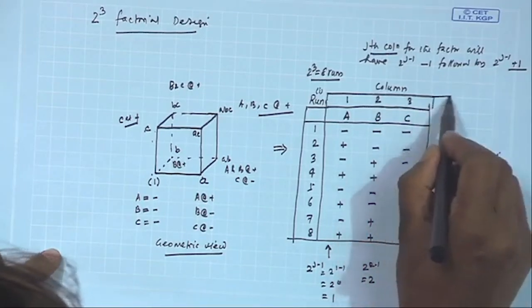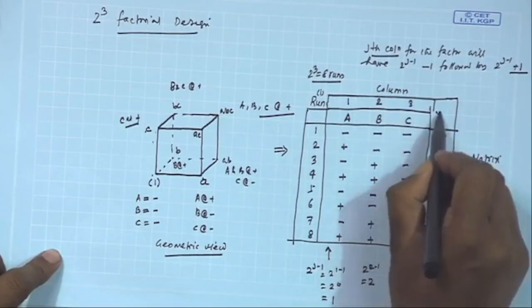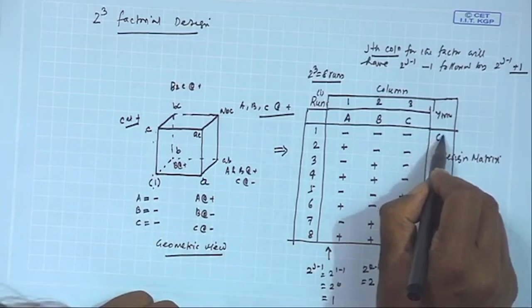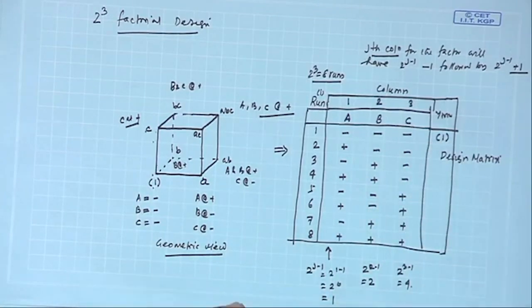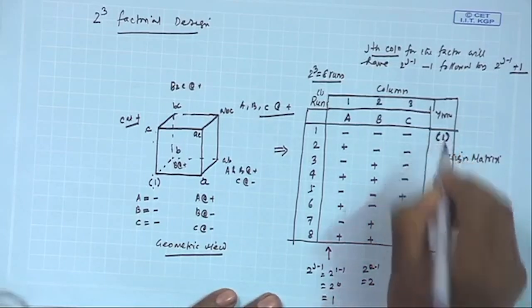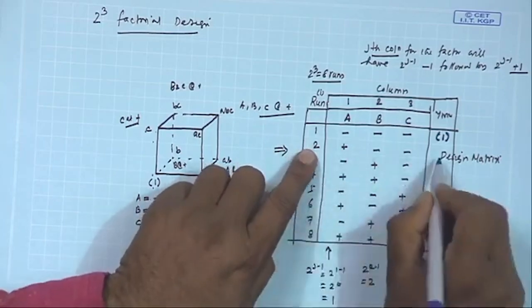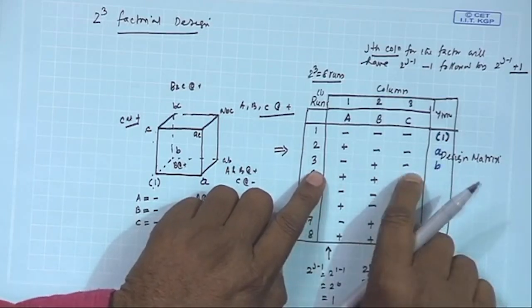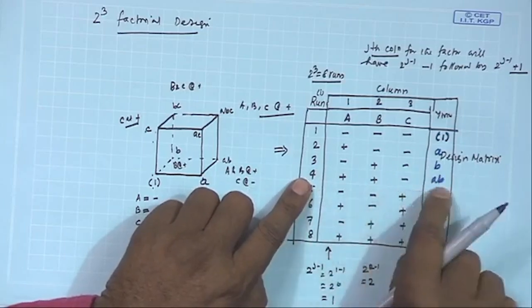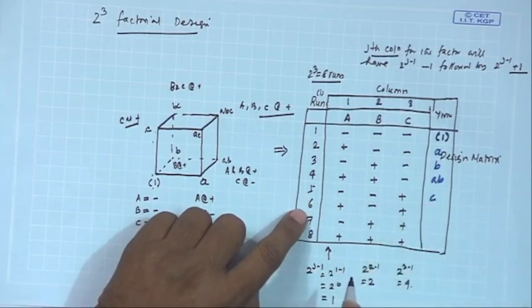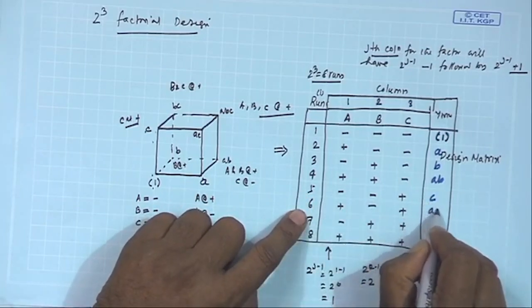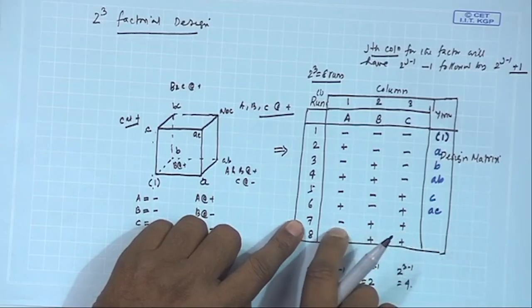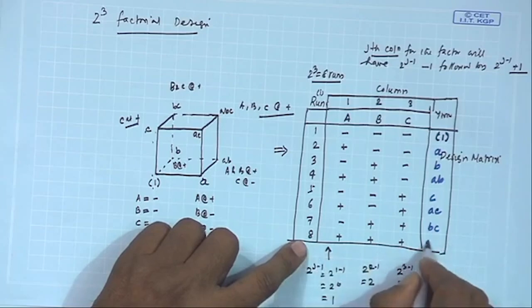Now, if I have the total of y here, so y total. The first run means all observations at low level, so it is 1. I will use another color. So, this is 1. Now, at the second run, A is at high, and B, C at low level, so A. Third one, B at high, other two at low, so B. Fourth one, A, B at high, C at low, that is why AB. Fifth one, C at high, others are low, C. Sixth one, A, C at high level, positive, and B at low, AC. Seventh one, B, C at high level, A at low level, so it is BC. Eighth one, all three are at high level, ABC.